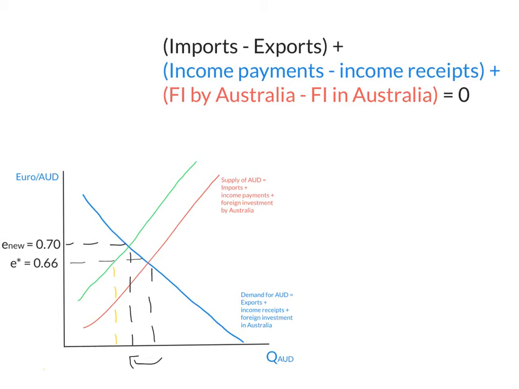Now, a Buy Australian campaign, no obvious reason why it should affect foreign investment, no obvious reason why it should affect income payments or income receipts. So the only thing that can change is exports. And as we've discussed it here, what can happen is that a Buy Australian campaign can indeed reduce imports, but the likely side effect is it will reduce exports, quite likely by exactly the same amount.